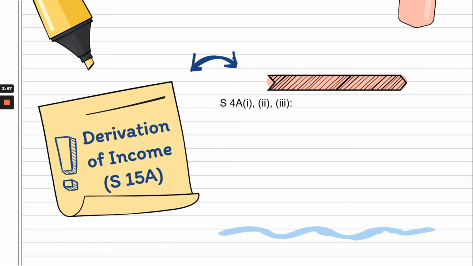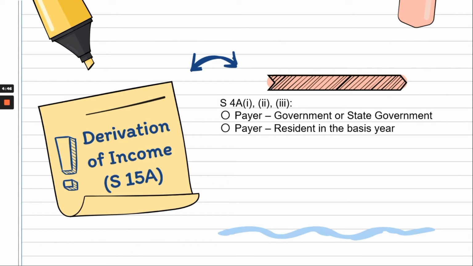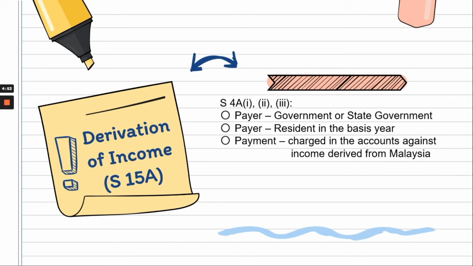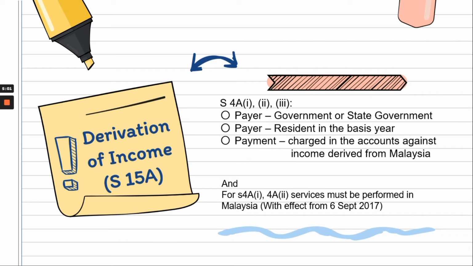Next, we look at the derivation of income under section 15A. Special classes of income shall be deemed to be derived from Malaysia if responsibility for payment of section 4A lies with the government or state government. Or responsibility for payment of section 4A lies with a person resident for that basis year, or the section 4A payment is charged as an outgoing or expense in the account of a business carried on in Malaysia. And for section 4A1 and 4A2, services must be performed in Malaysia.